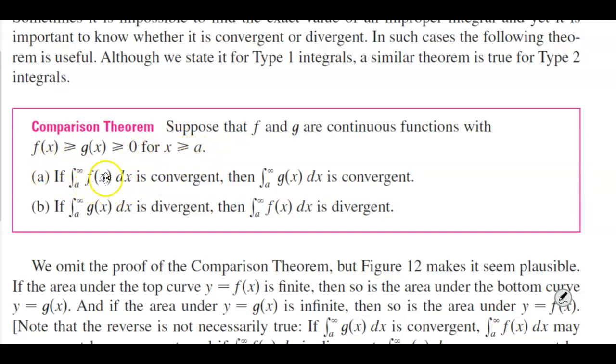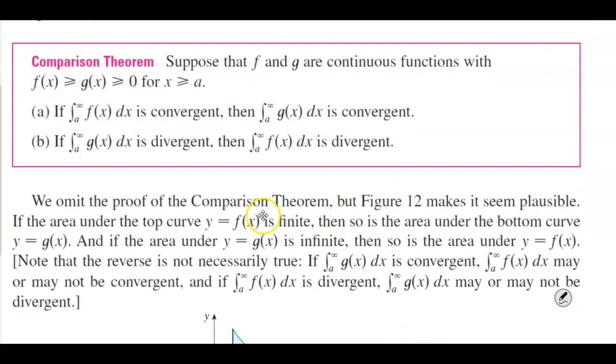So part A: if the integral from a lower limit of a to an upper limit of infinity of f of x dx is convergent, then the integral from a to infinity of g of x dx is convergent. Part B: if the integral from a to infinity of g of x dx is divergent, then we can say that the integral of f of x dx going from a to infinity is divergent.